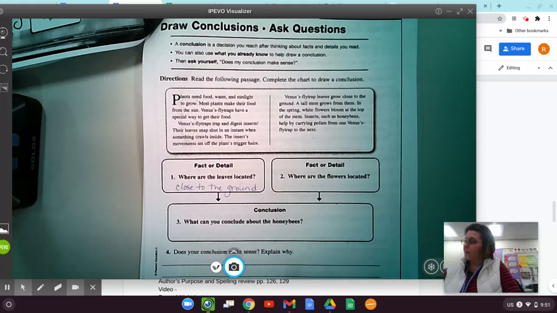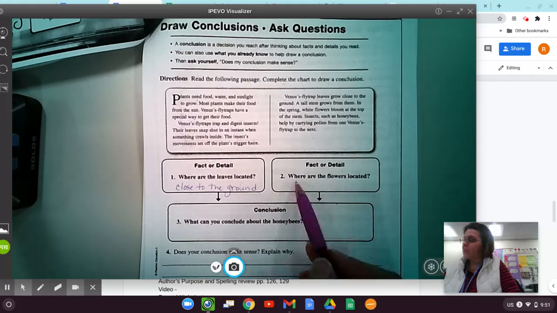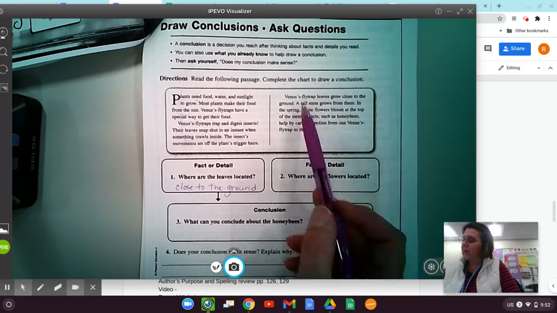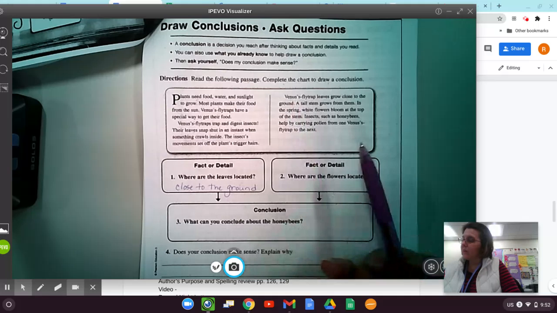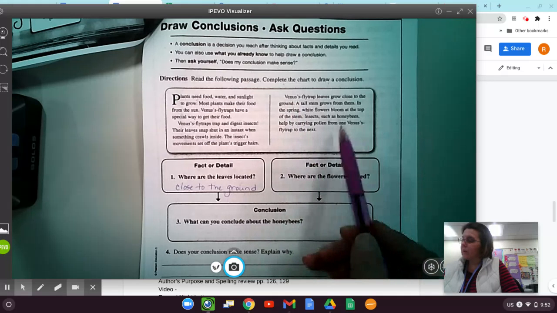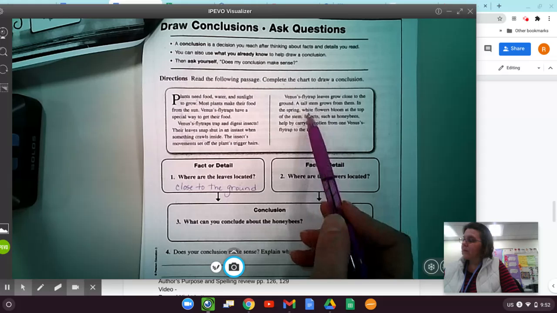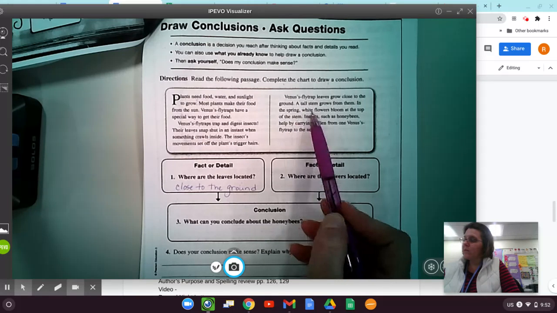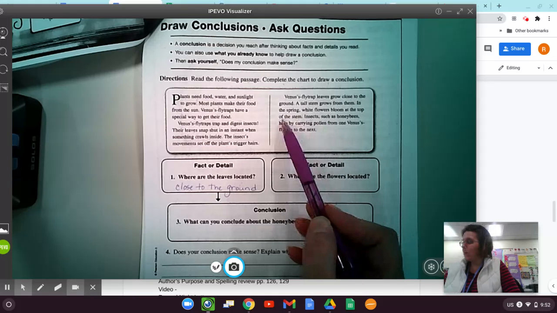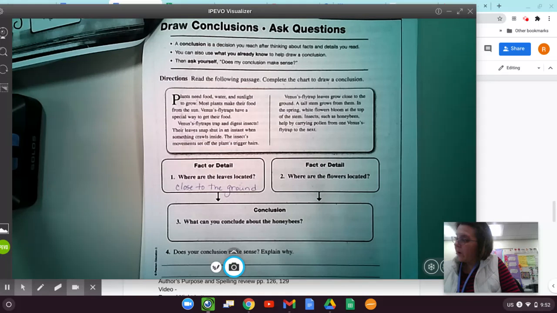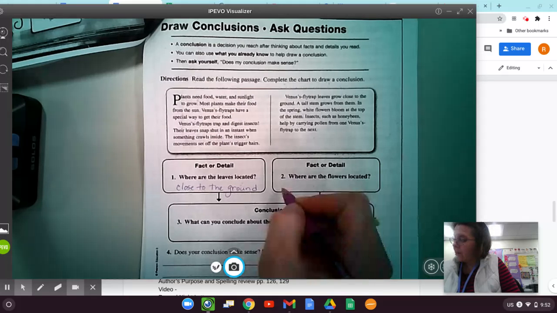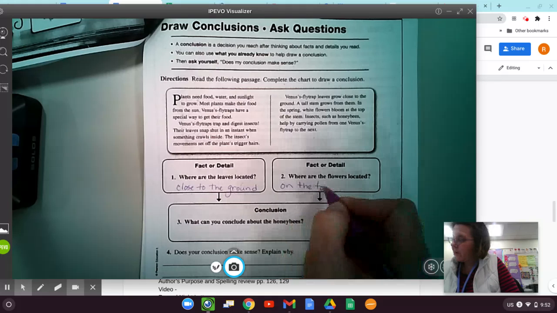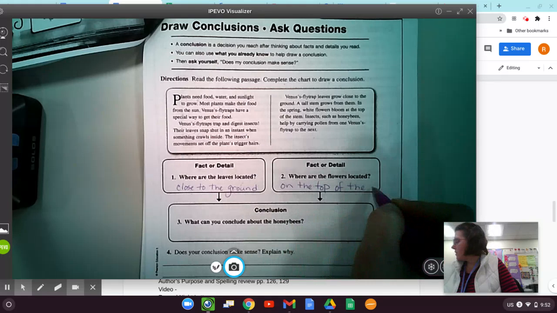Fact or detail? Where are the flowers located? Let's go back up here. I want you to reread and see if you can find where are the flowers located. I found it. White flowers bloom at the top of the stem. So where are the flowers located? On the top of the stem.